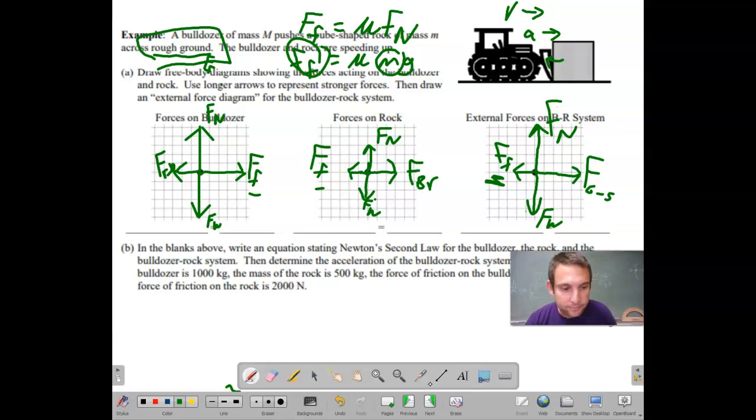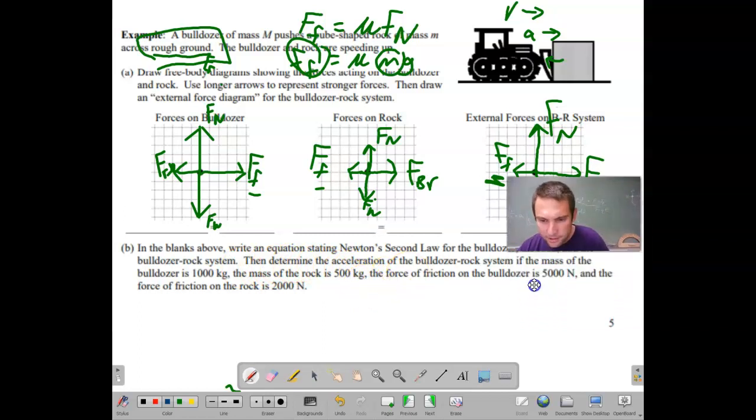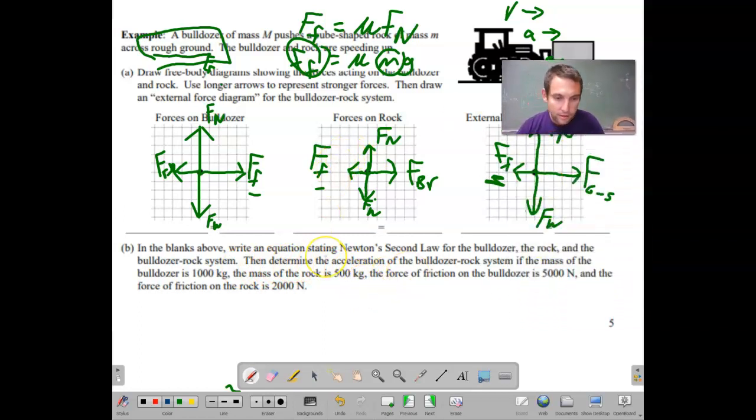All right, in the blanks above, write an equation stating Newton's second law for the bulldozer, rock, and the combined system. Then determine the acceleration of the bulldozer-rock system, if the mass is 1,000 kilograms, mass of the rock... okay, this is a lot.